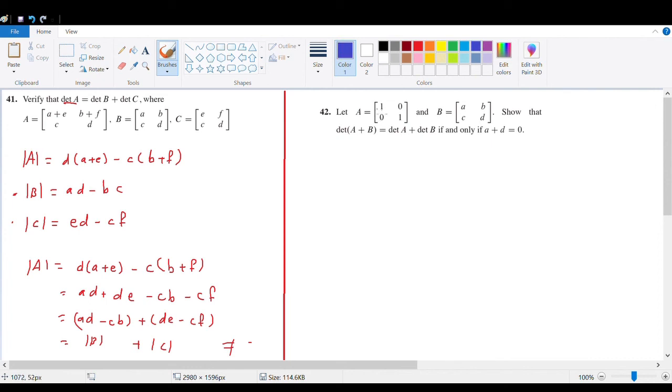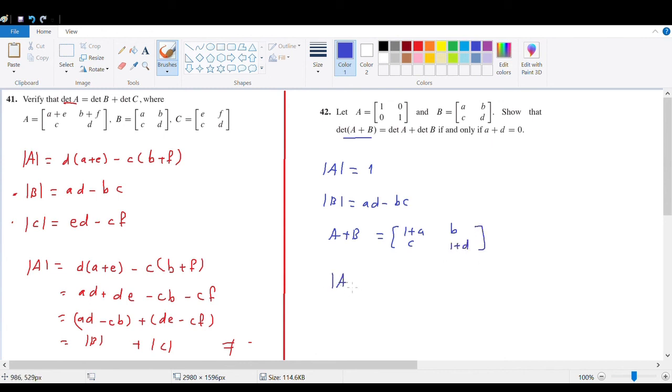Now for 42, we are given the matrix A, matrix B. We want to show that determinant of A plus B is equal to determinant of A plus determinant of B if and only if A plus D is equal to 0. So first, determinant of A is equal to 1 multiplied by 1 minus 0, so 1. Determinant of B is equal to AD minus BC. So now determinant of A plus B, first we need to find what A plus B is. So A plus B is just 1 plus A, then 0 plus B, then 0 plus C, then 1 plus D.